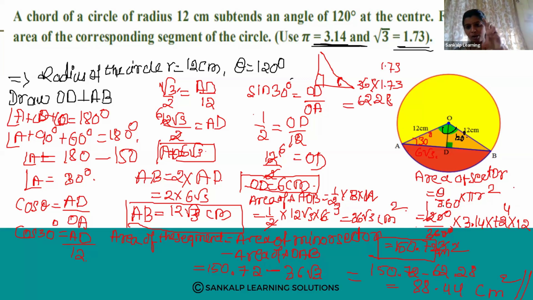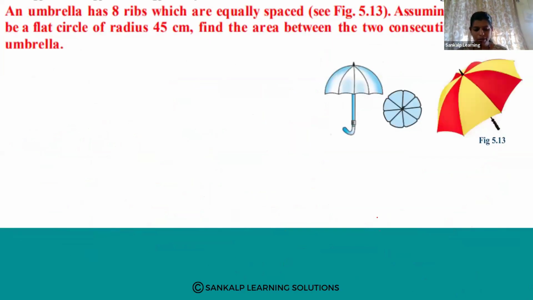So what did we do here? To get the area of triangle OAB, we need base into height. So for the base value we use cos 30 and sin 30. Sin 30 gives the height, and using cos 30 we find the base. So by using those two values we can find the area of the triangle OAB. Next, find the area of the sector. Sector means the angle theta is 120 degrees and r is 12 centimeter. So finally, by using those two values, you will get 150.72 centimeter square. Using these two values, we can find the area of the segment. Okay, understood? Yes.